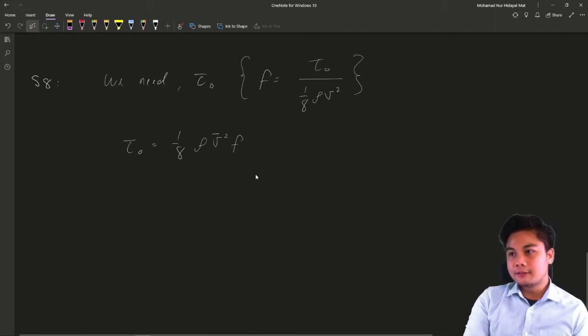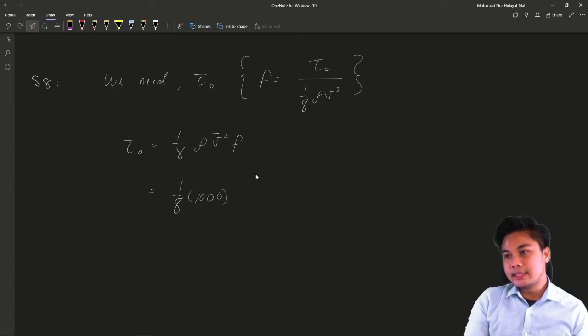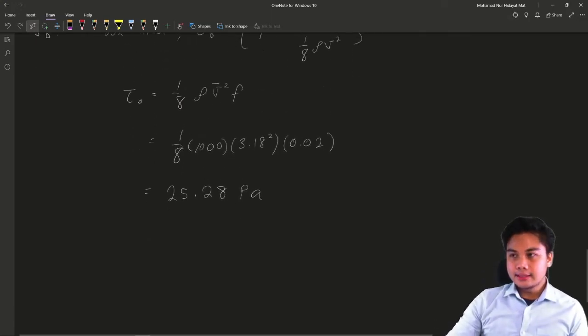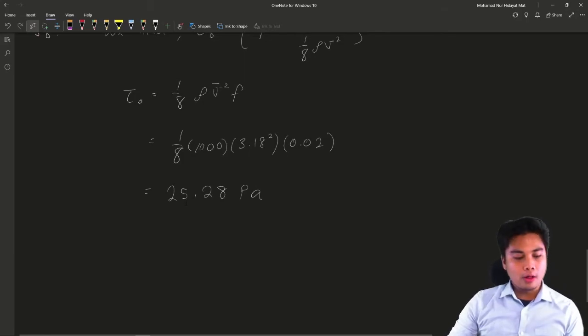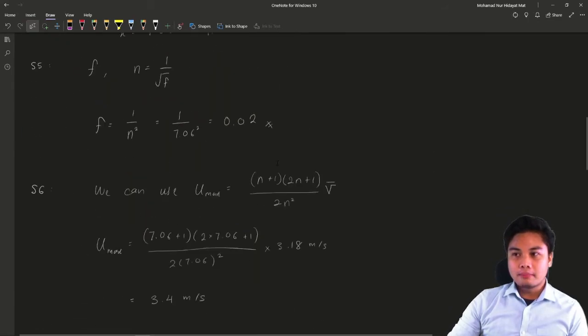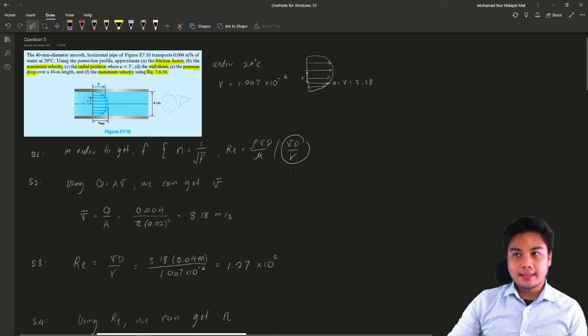This is the average velocity. So 1 over 8 multiplied with 1000 density, multiplied with average velocity 3.18 squared, multiplied with friction factor 0.02. So your tau naught, the shear stress on the wall, equals 25.28 Pascal. This is the force created on the wall. The next question asks about the pressure drop across 10 meter.